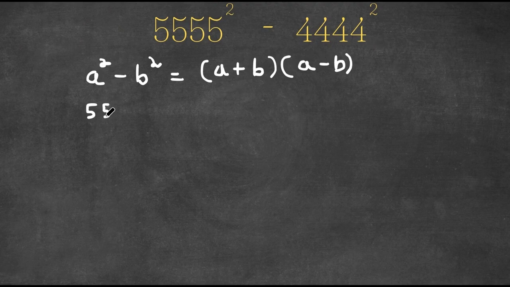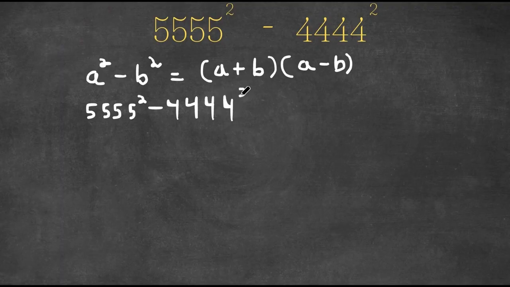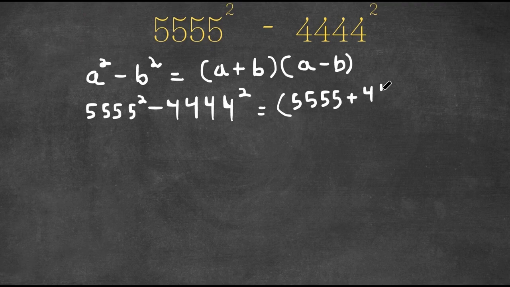So this means that 5,555 squared minus 4,444 squared is equal to 5,555 plus 4,444 times 5,555 minus 4,444.